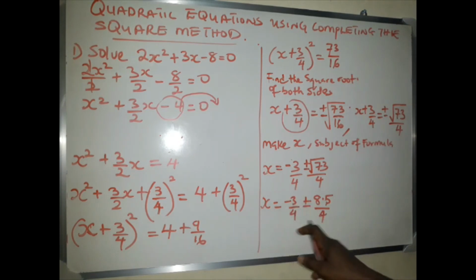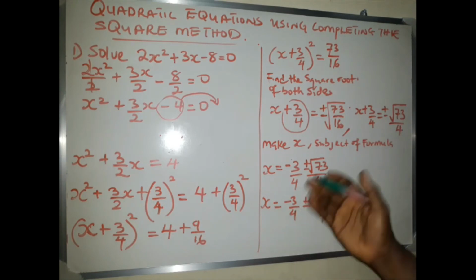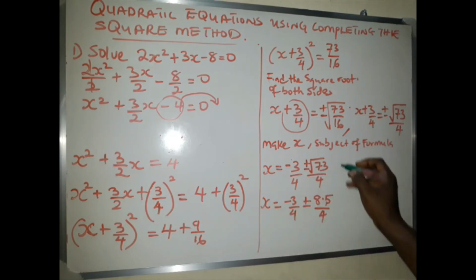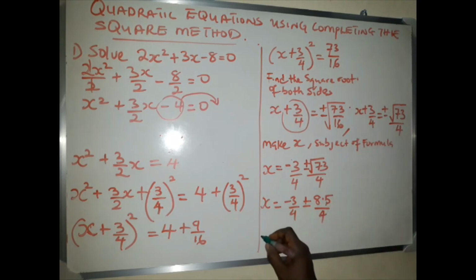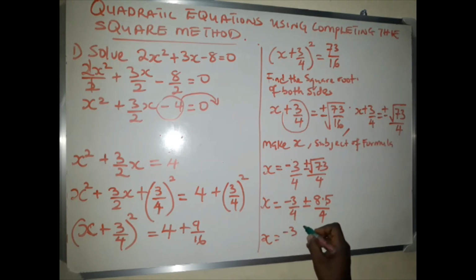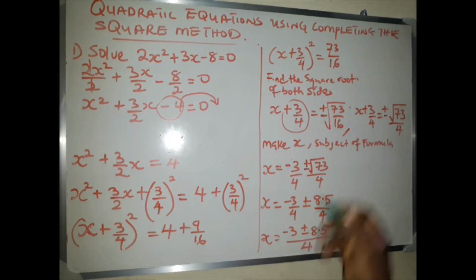So in this case, what do you do now? You convert this to be just one fraction, and I'll show you how you do that. Since they have the same denominator, you make them into one fraction by saying minus 3 plus or minus 8.5 all over 4. Since here is 4 and here is 4, we combine them together to get what we have here.